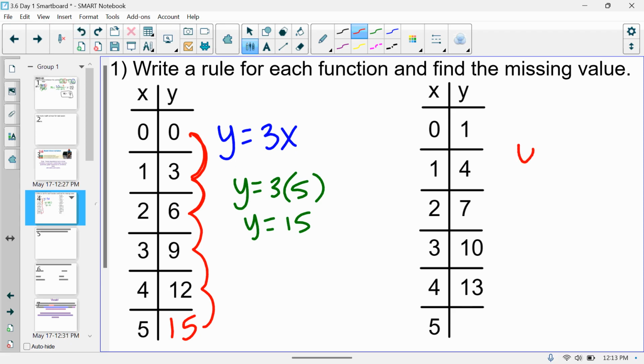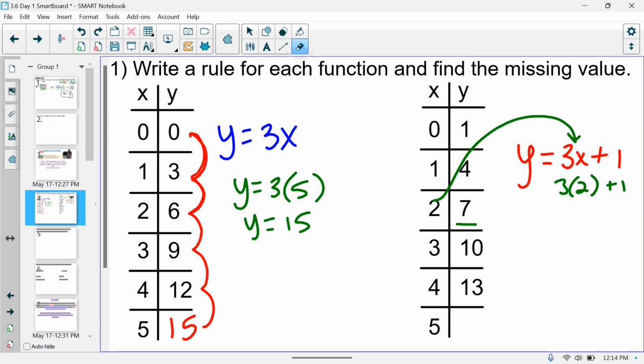This one's also actually going to be y equals 3 times x. It's just like Eli said, it's one more though, right? So if I take 2 and I fill it in, you can check 3 times 2 is 6, but I have to add one more to make it equal 7, right? So it's not just times 3 this time, it's times 3 plus 1.